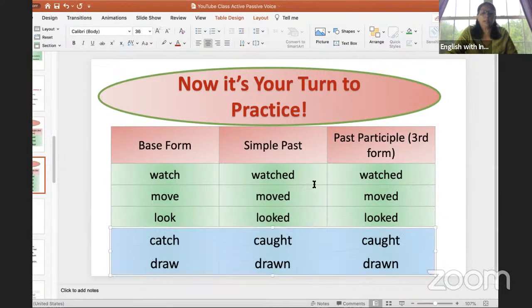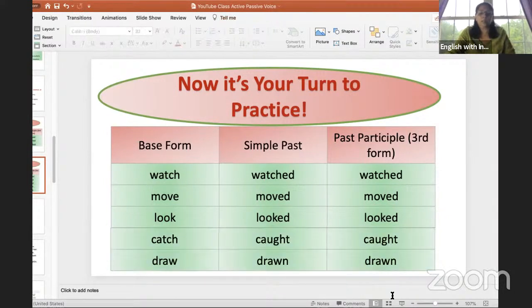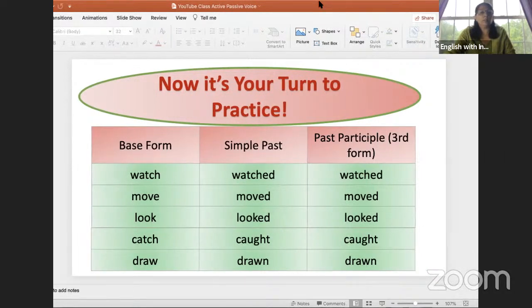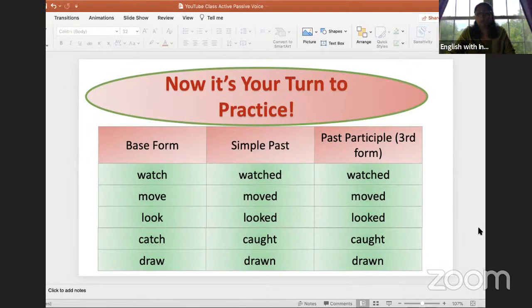Okay, now you can see, right? Now you can easily see this one. This slide is more clear now. Watch, watched, move, moved, look, looked, right? Yes, it's different. Look, looked, catch, caught, draw, drawn, right? So we already have this one. So let's see, check your answers.